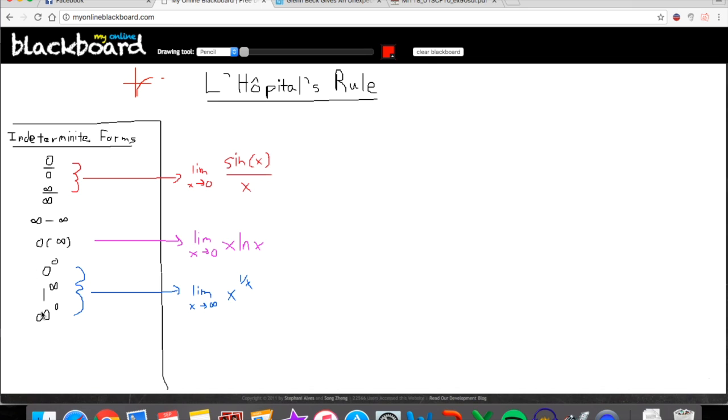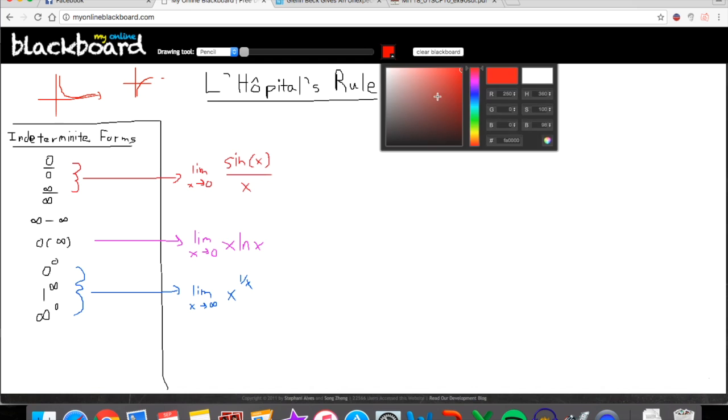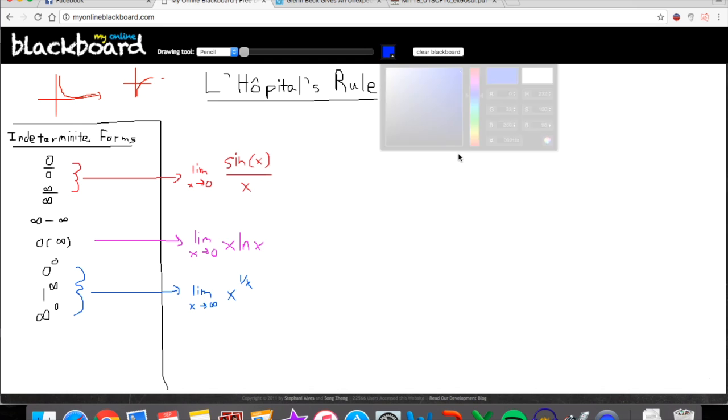And then over here you have these weird exponents with 0 to the 0 power, 1 to the infinite power, infinity to the 0 power. The example here would be x to the 1 over x. Infinity to 1 over infinity is just 0. If you guys remember, the graph of any fraction, like 1 over x, looks like that, so as it approaches infinity, it approaches 0. Now let's go over what L'Hopital's rule says.